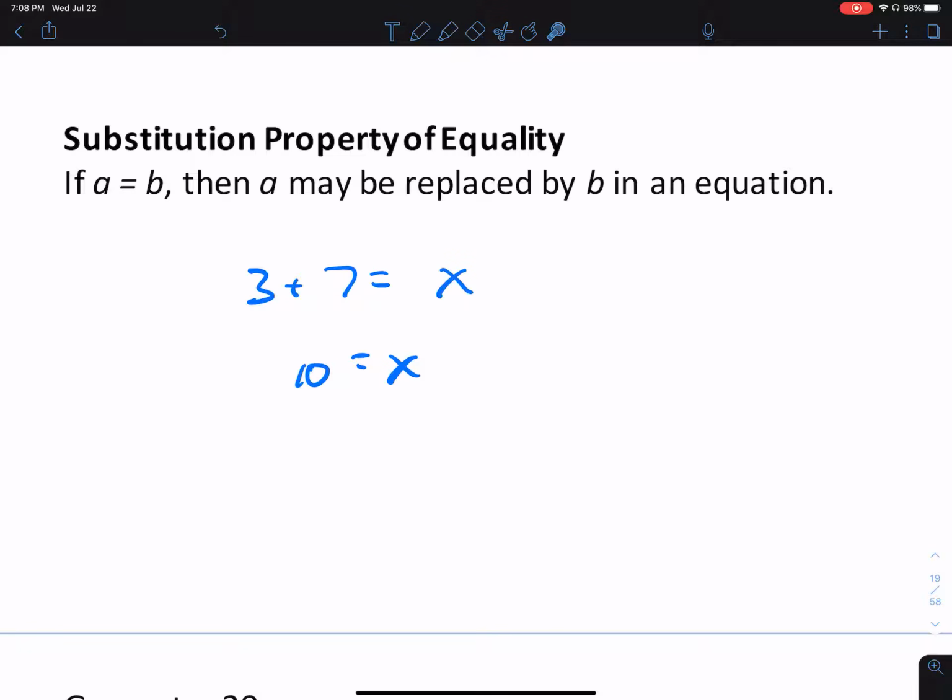Now, some people think, well, this is the addition property. We added 3 and 7. But the addition property of equality says you're adding the same number to both sides of the equation. Did we decide to add a 7 to both sides of the equation? No, this is substitution.